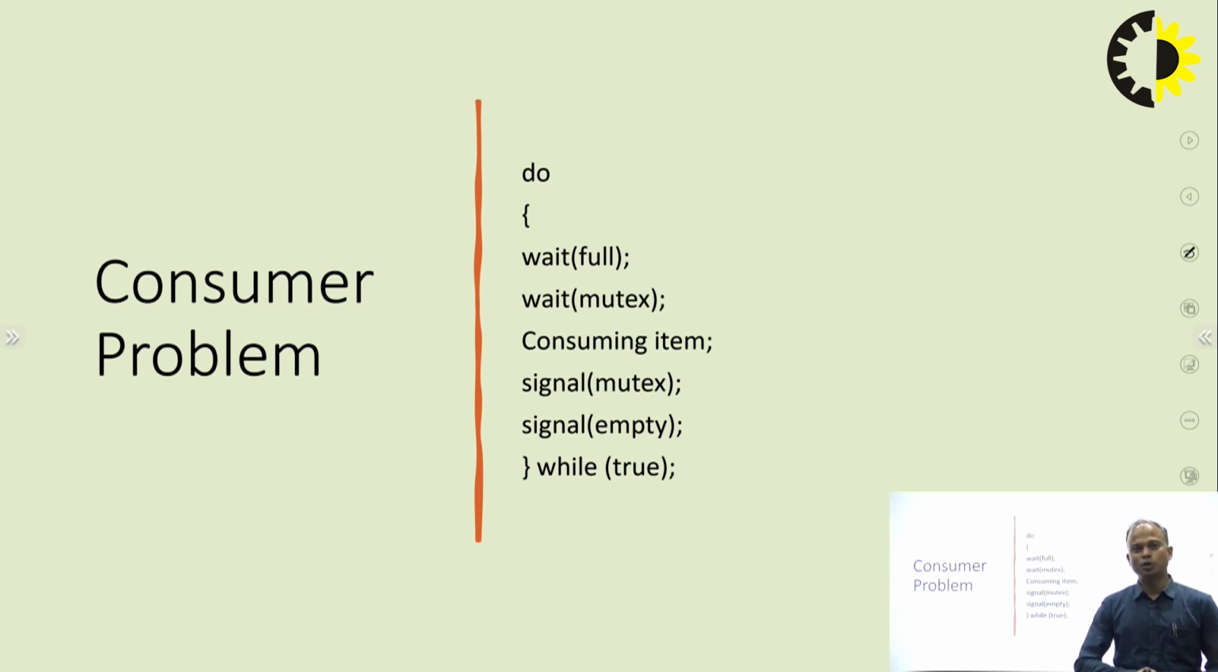So in this way, we can implement the consumer problem. If we have the two problems, producer and consumer problem, you have seen that only one process can execute the code, either the producer can produce the item or the consumer can consume the item. This is possible through the wait and signal semaphore. So in this way, we can execute our consumer problem or producer problem.